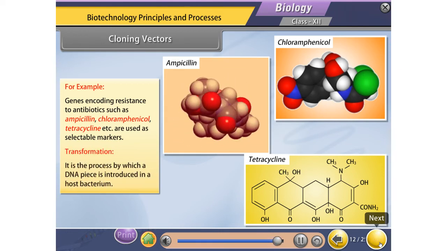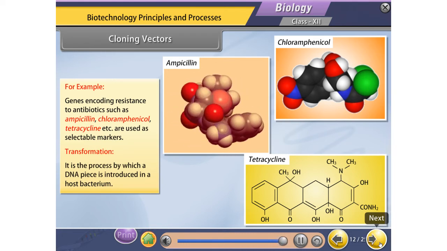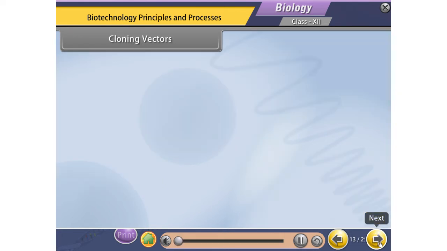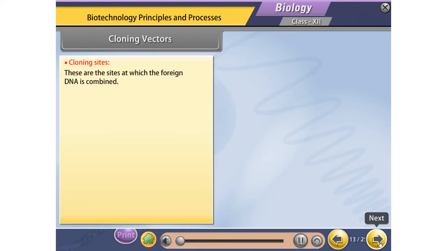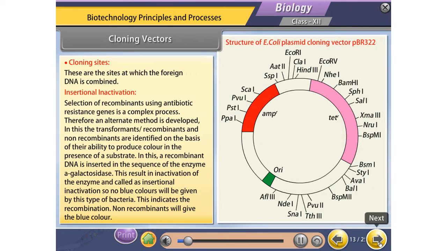Transformation. It is a process by which a DNA piece is introduced into a host bacterium. Cloning sites. These are the sites at which the foreign DNA is combined. Insertional inactivation. Selection of recombinants using antibiotic resistance genes is a complex process. Therefore, an alternate method was developed.